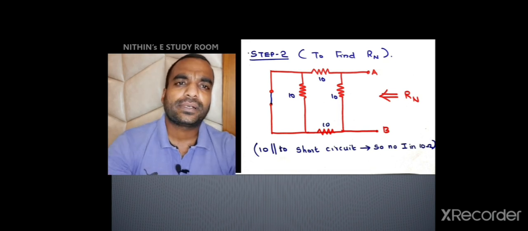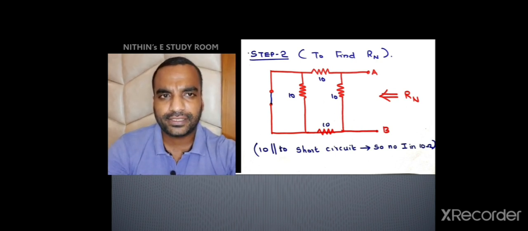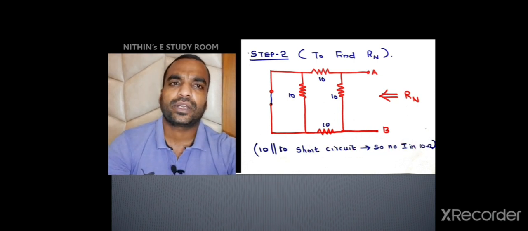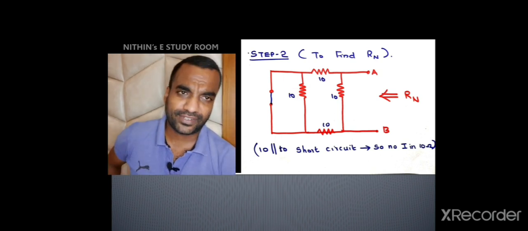So the 10 ohm resistor will be exactly bypassed. I have written here that the 10 ohm resistor is parallel to the short circuit, so no current in the 10 ohm. I am talking about this 10 ohm. All the resistors have the same value, so don't be confused.